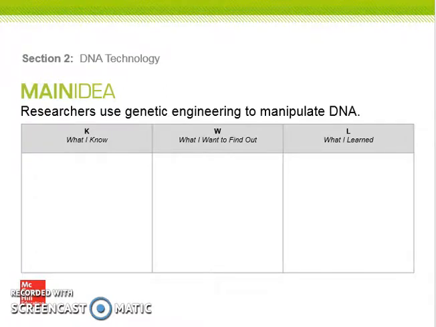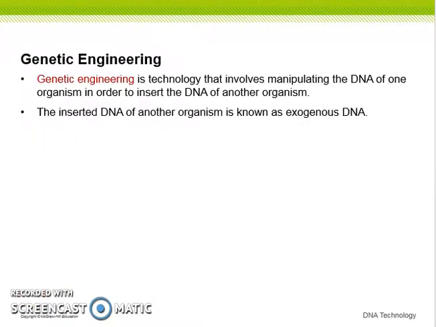Biology. This is Chapter 13, Section 2, and the main idea is researchers use genetic engineering to manipulate DNA. So that's what we're going to be talking about. Genetic engineering is technology that involves manipulating the DNA of one organism in order to insert the DNA of another organism. The inserted DNA of another organism is also known as exogenous DNA.